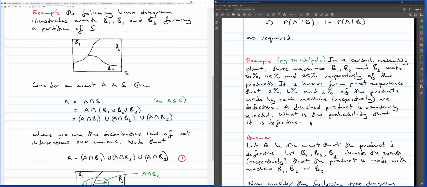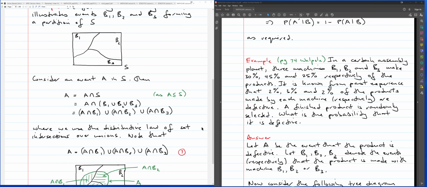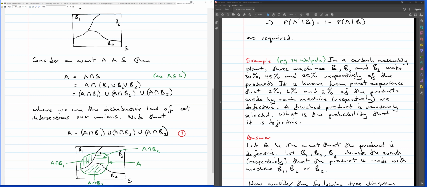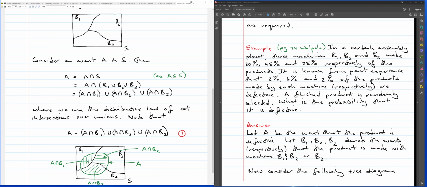We're interested in the probability that a product is defective, so we let A be the event that the product is defective. Now the event that the product is defective is a subset of my sample space, because A is the set of all defective products, S is your sample space, and you want the probability of the event A occurring, so the probability of choosing a defective product. So we want the probability of A.